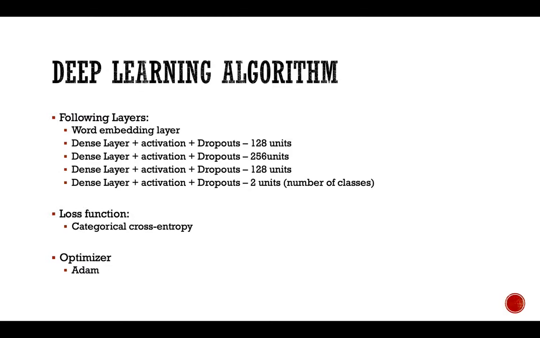Later, I'll be training a deep learning algorithm using the following layers. It will have a word embedding layer to represent each word as a vector and three dense layers with activation and dropouts. And the final layer will be a dense layer with two units and softmax activation. I'll be using categorical cross entropy as loss and Adam as optimizer. Now let's switch to the notebook and look at how this is implemented.